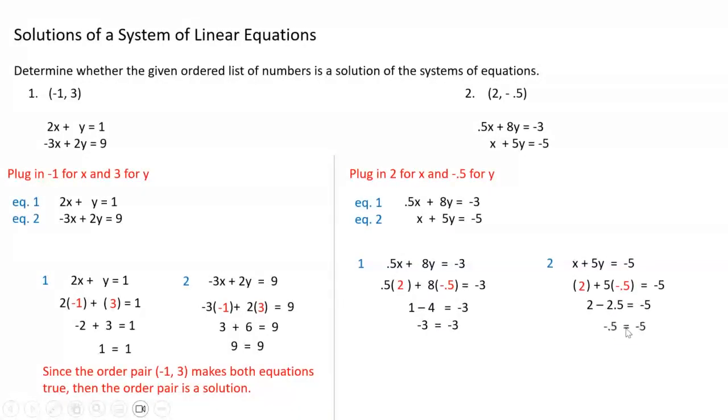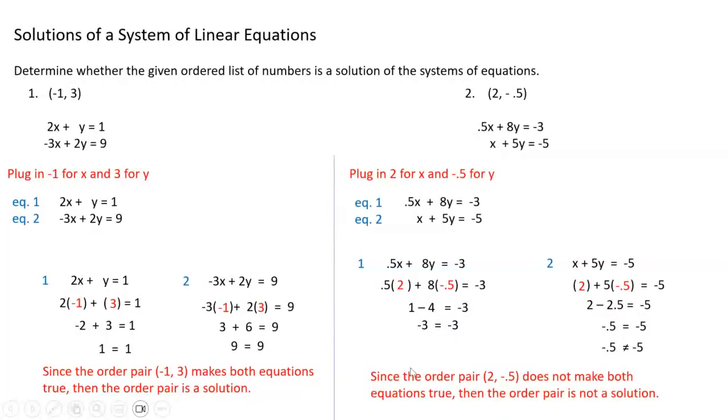Here it's going to give us -0.5 equals -5. This is not true, right? Because -0.5 does not equal -5. Since the ordered pair 2, -0.5 does not make both equations true, the ordered pair is not a solution. So the summary of this first slide: number 1 is a solution, and number 2 is not a solution.